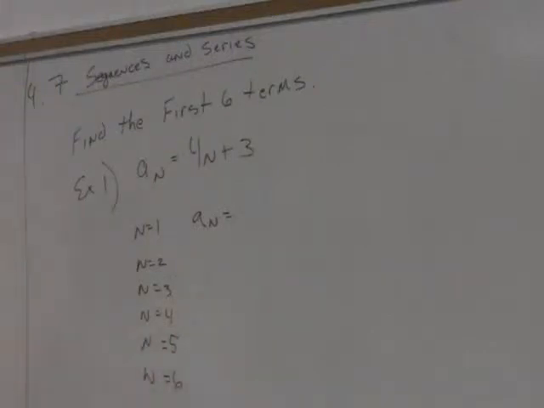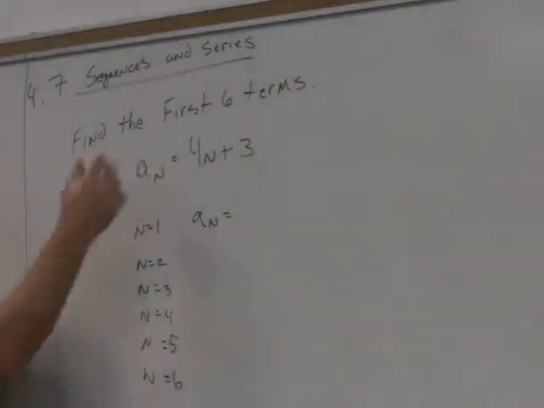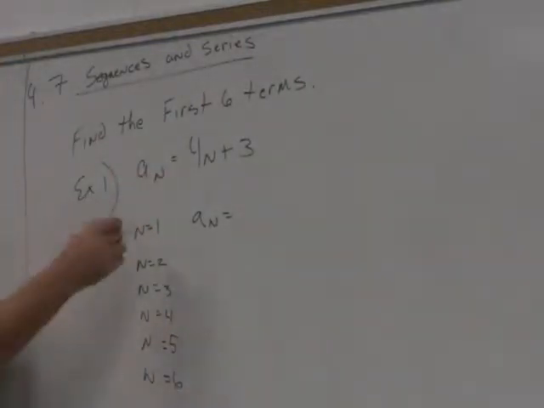These will be the first questions on the quiz, first question on the test. They'll say, find the first 6 terms of the series or sequence. So if I have the rule, and I have what n is, the first term, the second term, the third term, then it's pretty easy.